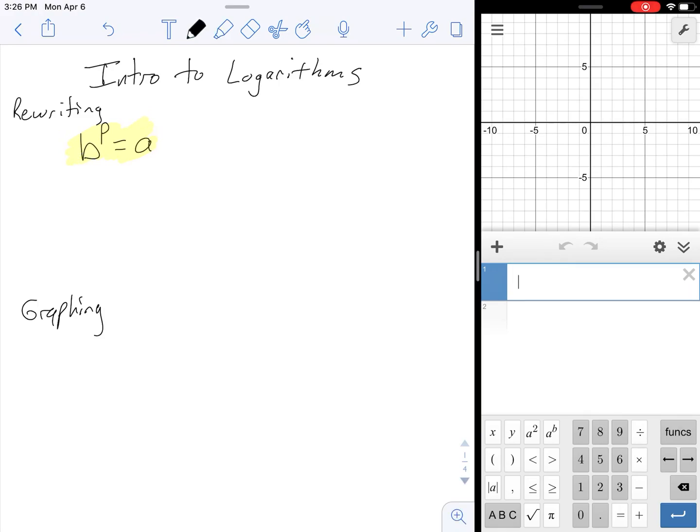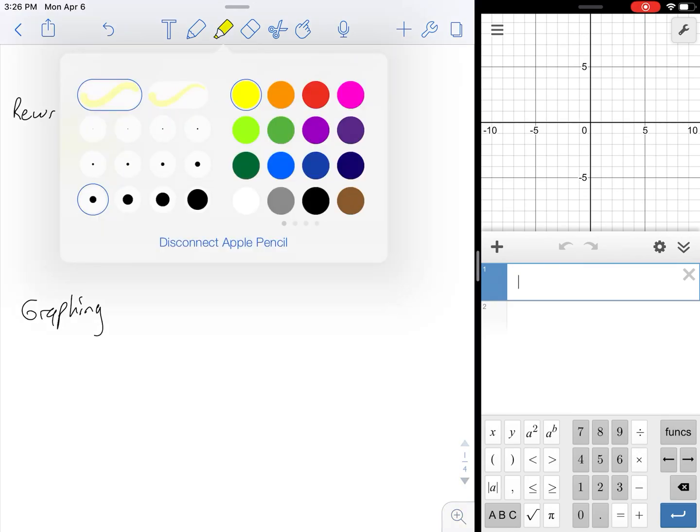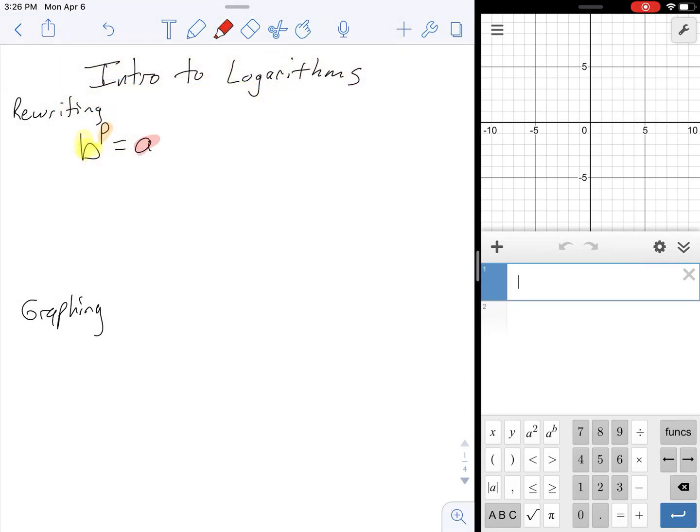So an exponent has three parts: a base, a power, and then an answer. A logarithm also has three parts, and they're the same three parts. You can take these three things that you see over here: the base, which I'll do yellow, the power, which I'll do orange, and the answer, which I'll do red, and you just rearrange them into a logarithm equation.